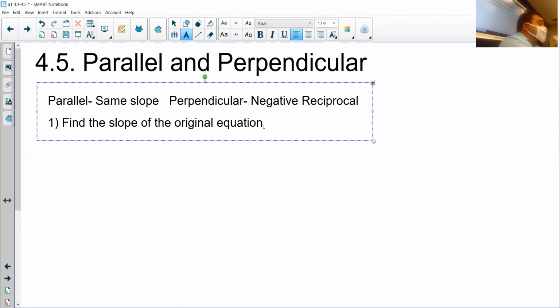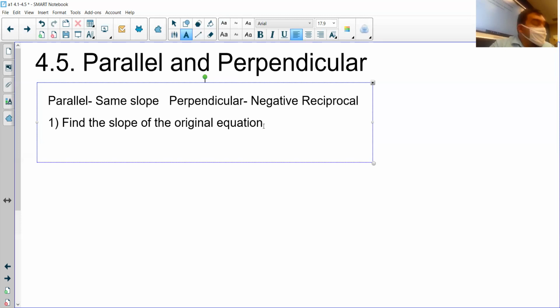More importantly, you're making a new line, and this new line has to pass through an (x, y) point. So we're going to talk about how to do that. People asked me to go over it, so I want to go over it a little bit. First thing, find the slope of the original equation. We're going to do perpendicular, by the way, so it's also going to apply to that. Take the slope and use it for the new equation.